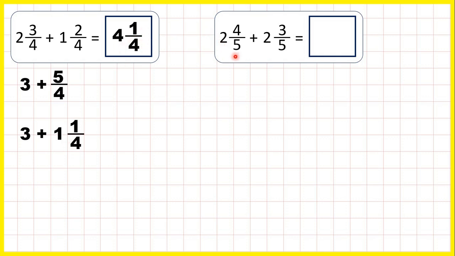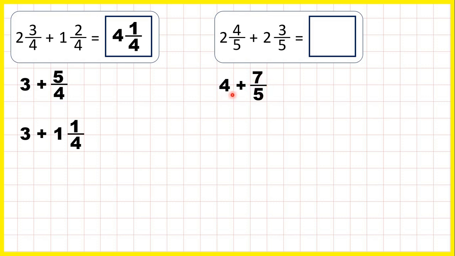Now 2 4/5 plus 2 3/5. So if we add the fractions together, 4/5 plus 3/5 is 7/5, because remember, when we're adding fractions, the denominators stay the same and we just add the numerators. So adding the fractions gives us 7/5. Adding the whole numbers, 2 plus 2 gives us 4, so altogether we have 4 7/5.